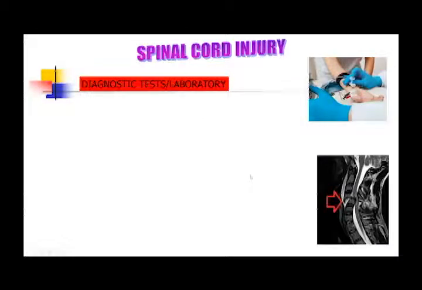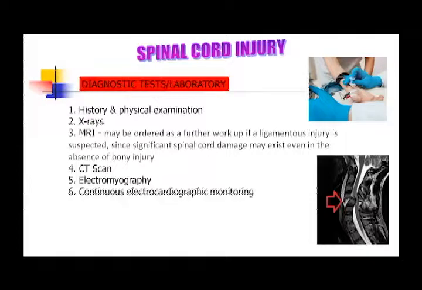Diagnostic tests or laboratory tests done to determine possibilities of SCI. Number one would be history and physical examination. It's very important to know the history of the patient. What did the patient do or what happened prior to the injury to the patient? X-rays will also determine any affectations in different areas of the vertebrae. MRI may be ordered again as a further workup if a ligamentous injury is suspected.